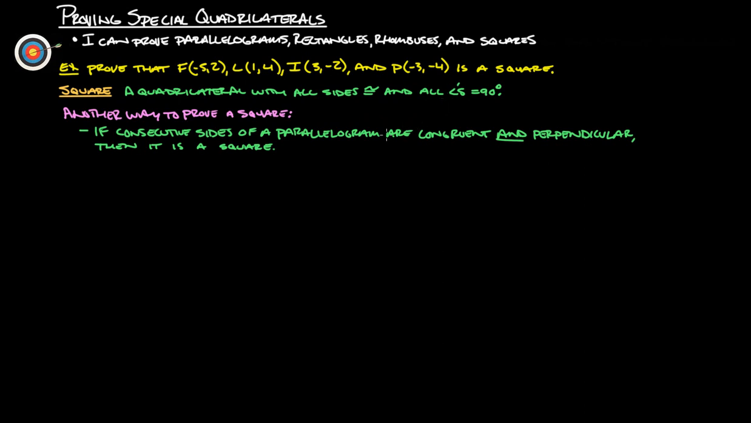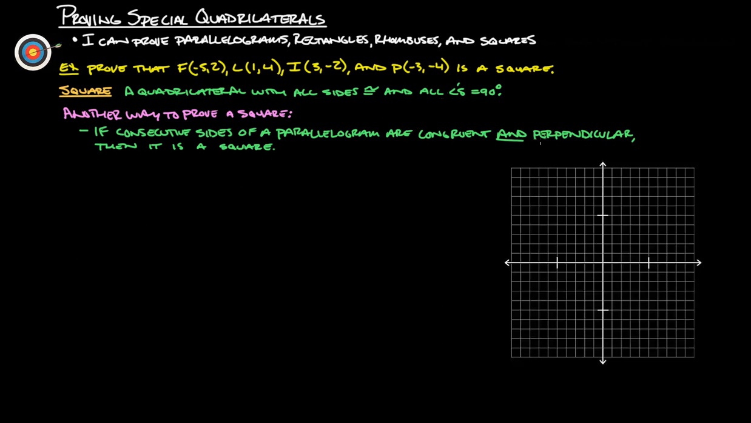We just did the perpendicular on the last one; we showed that they're parallelograms and then that they're perpendicular. Let's do that, and then we'll also just have to add in that they're congruent as well. Okay, so let's plot these points. F is at -5, 2. L is at 1, 4. I is at 3, -2. And then P is at -3, -4.